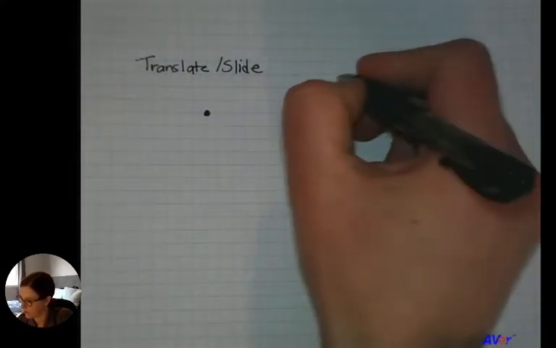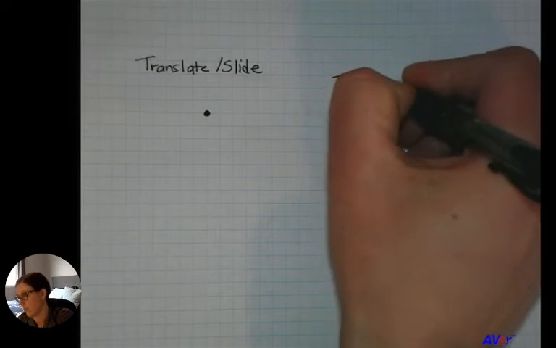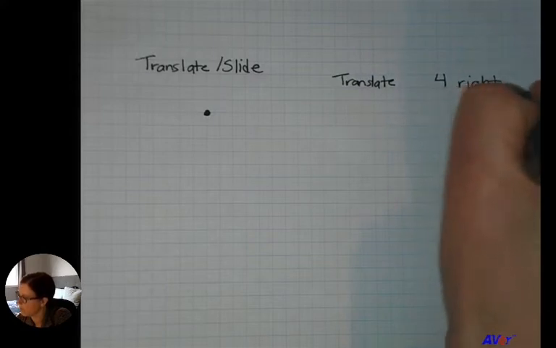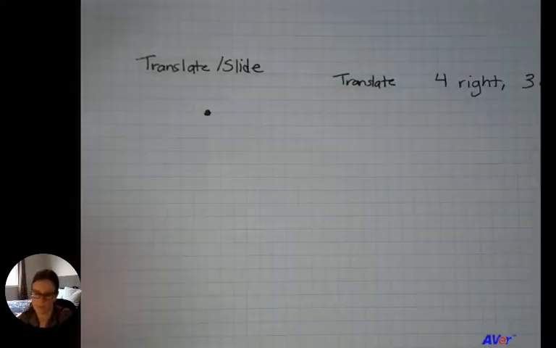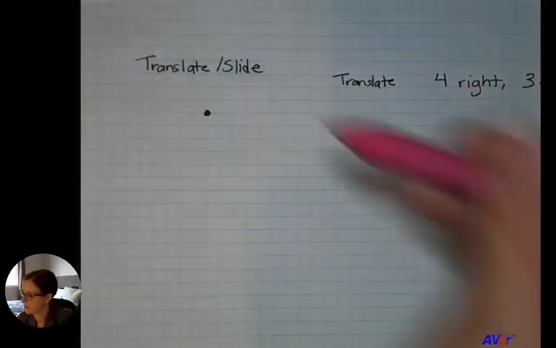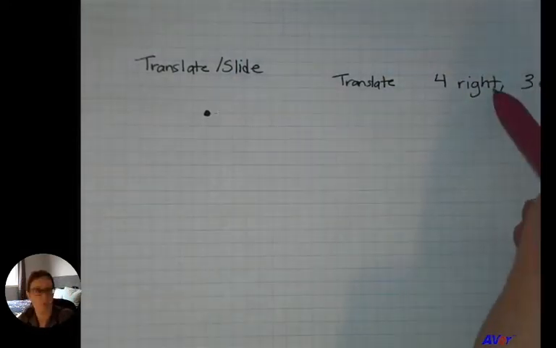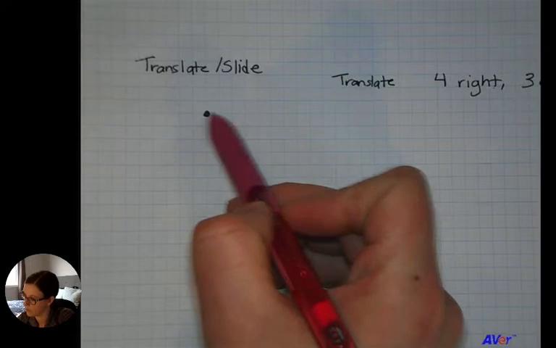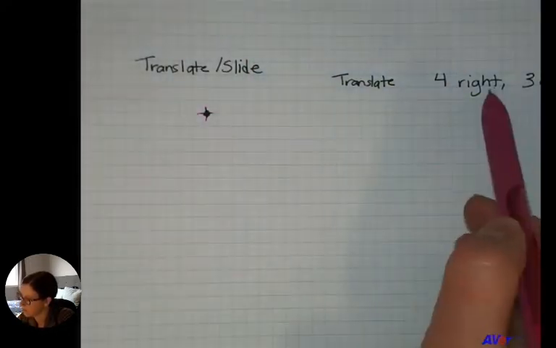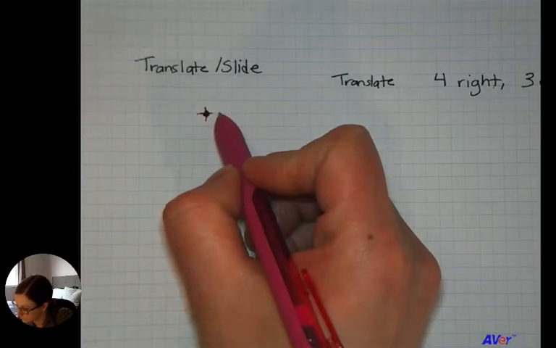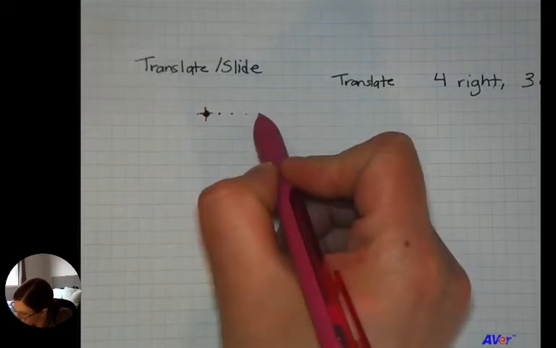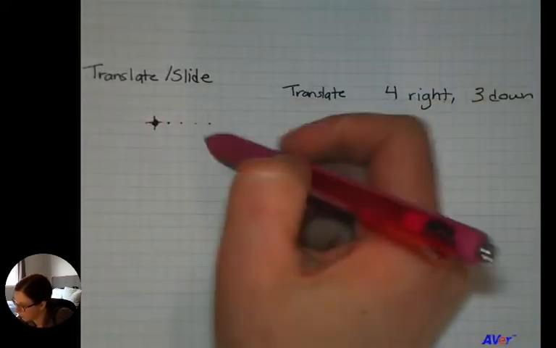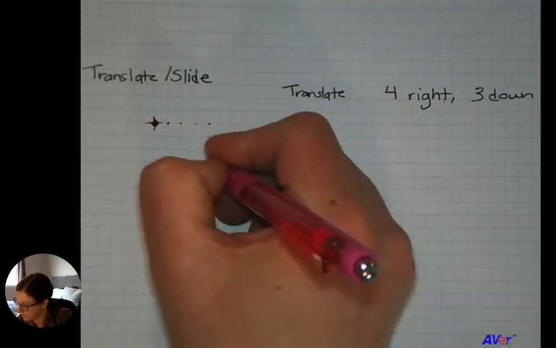If we were given instructions, say translate, which is a fancy way of saying slide or move, 4 right, 3 down. So let me switch to a different color here. Here's our dot. We're going to move it 4 right. That means moving 4 units, and because it's graph paper and our dot is right where 2 lines meet, we're just going to move it 4 spaces or intersections to the right. So there's 1, 2, 3, 4, and then we're going to go 3 down. 1, 2, 3 down, and here it is at our new spot.